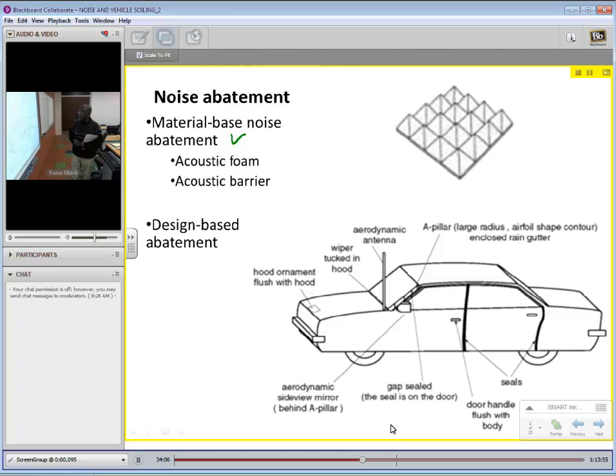Well, this is a brief overview of noise and ways to ameliorate the noise in ground vehicles. We will look next at vehicle soiling. We'll see you then.